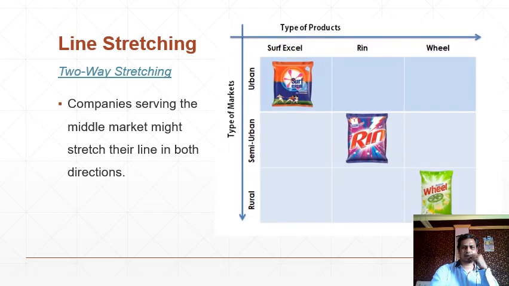You can also take the example of Hindustan Unilever's washing powder segment. It originally had Rin at the mid market. What it did is that it released Surf at the upper end market, and later on it released Wheel. So rural, semi-urban or upper urban, all three kinds of markets are covered, with Rin at the mid end, Wheel at the lower end, and Surf Excel at the upper end. So in two ways it has tried to introduce new products and stretch its product line.